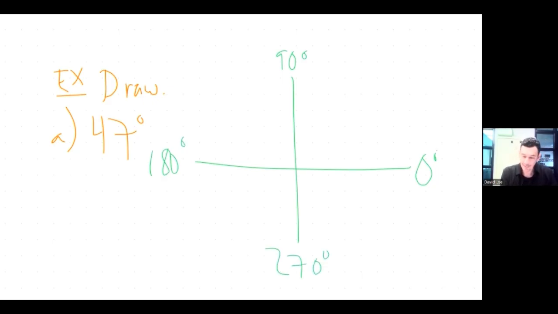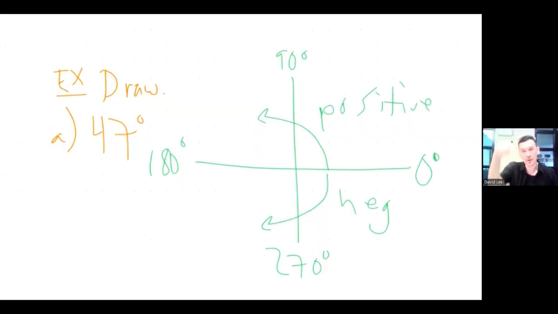Now, when we draw angles, there are two options. Either you draw the angle going up like that, or you draw the angle going down. You go up if the angle is positive. If you have an angle that is positive and you want to draw it, you start moving up. If the angle is negative, you start your drawing going downward. And whether it's positive or negative, you start from the right-hand side on the x-axis. So with that in mind, let's draw 47 degrees.